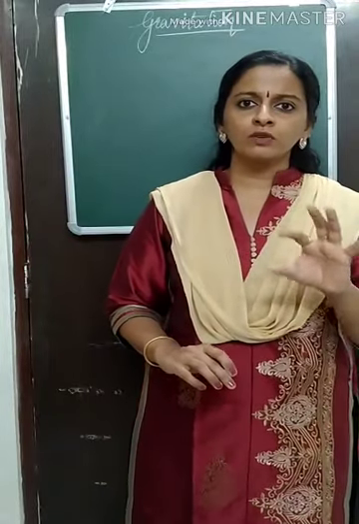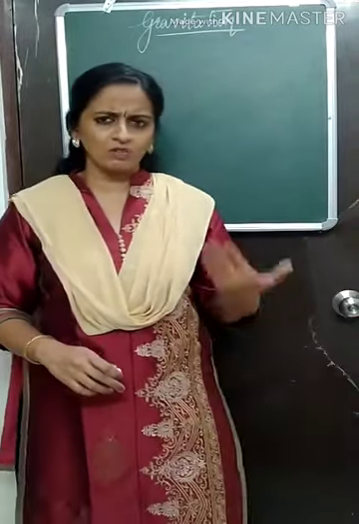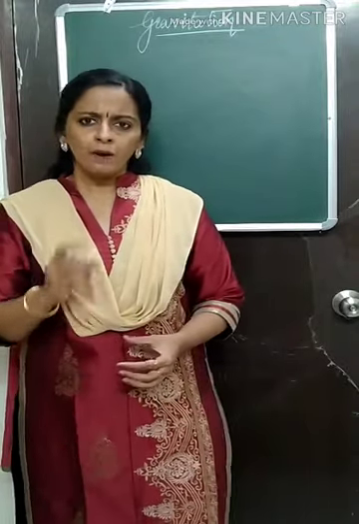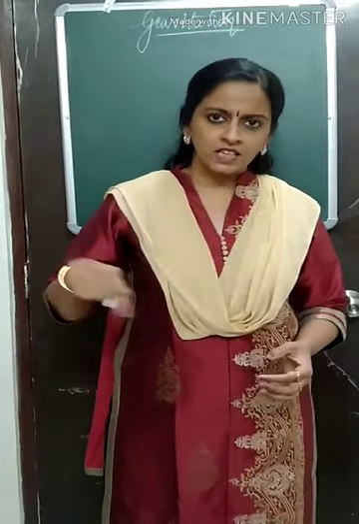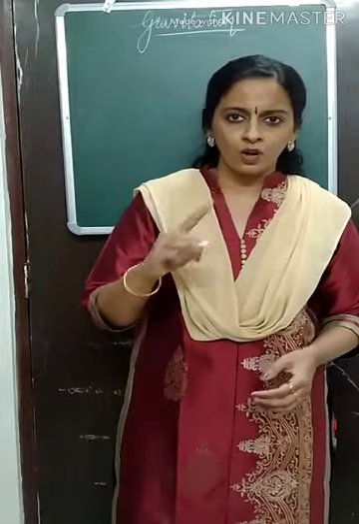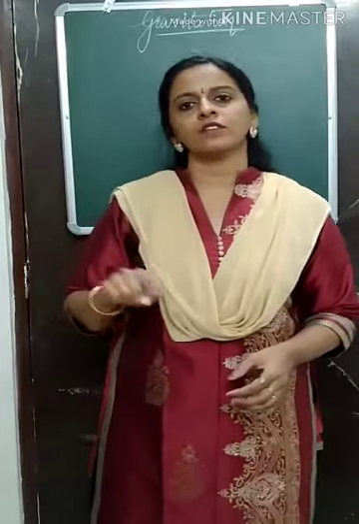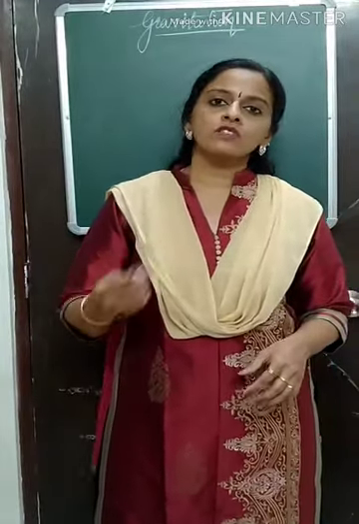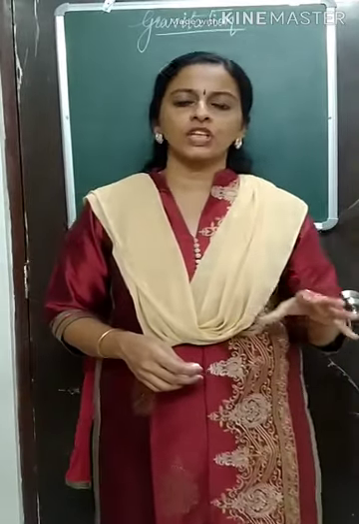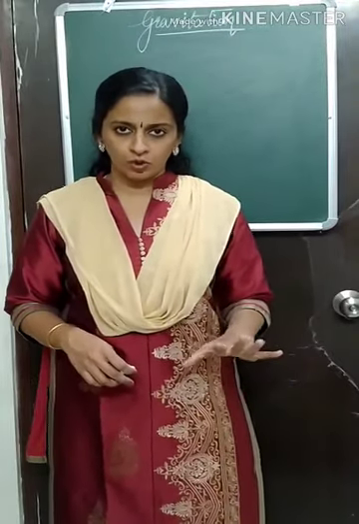Okay, let's go. First we write about uniform circular motion. What is called uniform circular motion? A body which is moving in a circle, suppose the hands of a clock. A body moving in a circle with constant speed. Any object moving in circular motion with constant speed is called uniform circular motion.